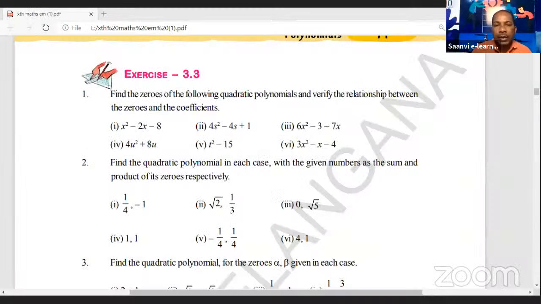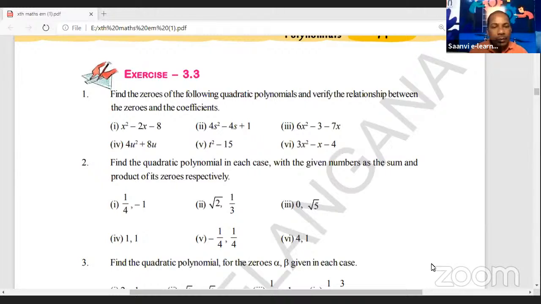In this part of exercise 3.3, we have checked the relation between the zeros and coefficients of the given quadratic polynomial. So now, the first bit of exercise 3.3 we have completed. Now the second bit. All of you open exercise 3.3 and write the second bit.